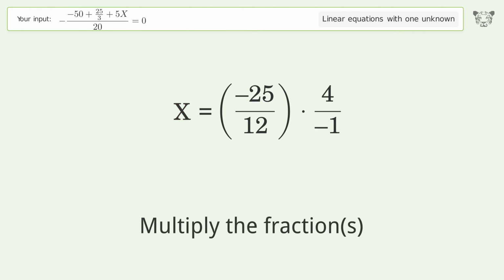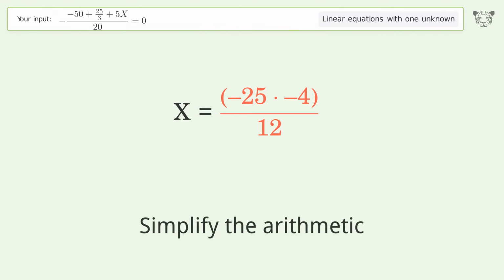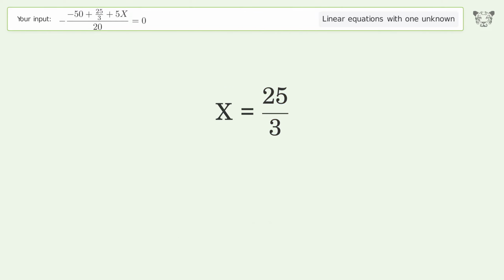Multiply the fractions. Simplify the arithmetic. And so the final result is x equals 25/3.